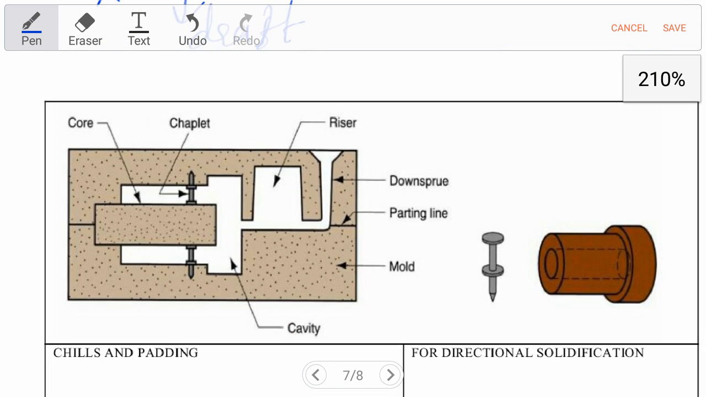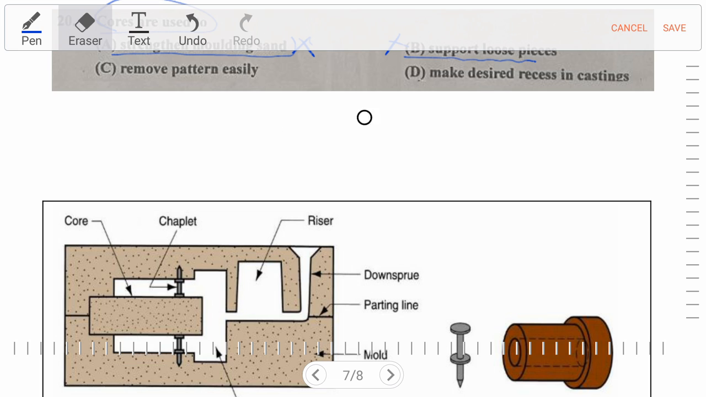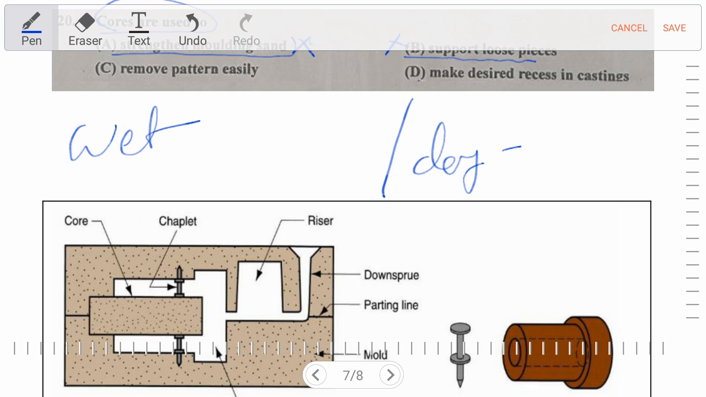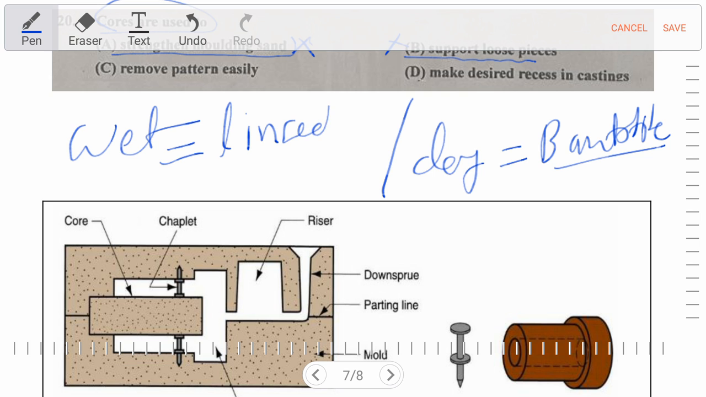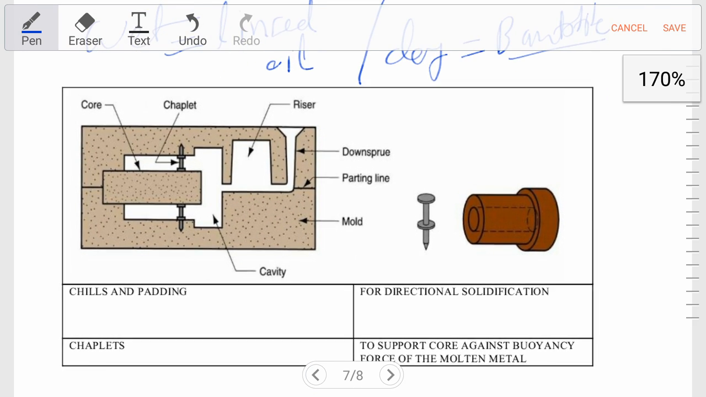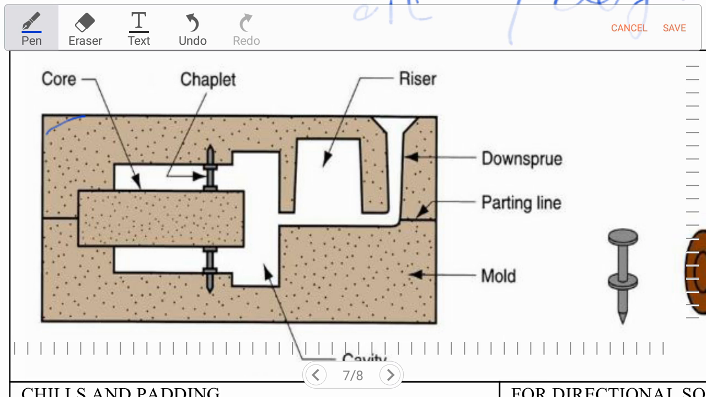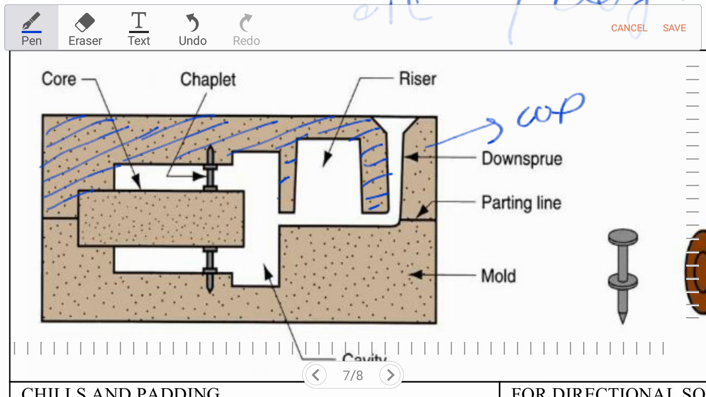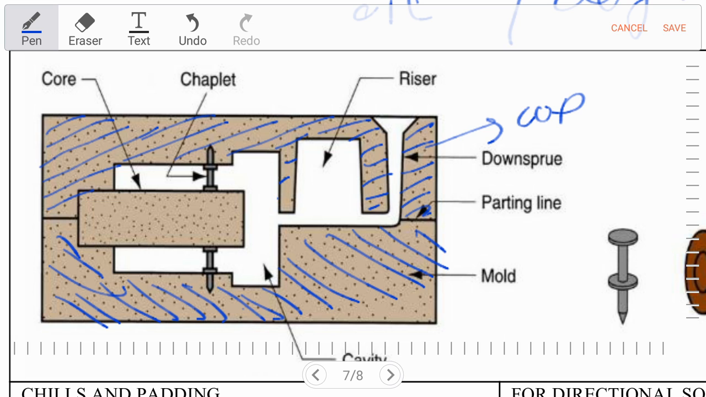Now let's see what a core is. First of all, cores are of two main types, wet and dry. For a dry core, bentonite is the binding material, and for a wet core, linseed oil is the binding material. Okay, in this figure, as we can see, the upper portion of the casting is known as the cope, and the bottom portion is known as the drag.